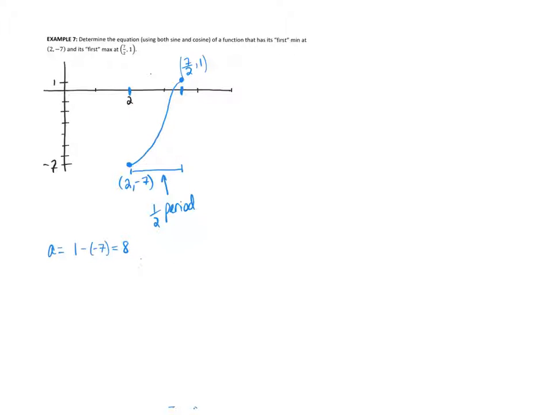So a formula for a would be that distance divided by 2, or 8 divided by 2, which is 4. All right? And at least we could consider that the absolute value of a. In other words, the height of our wave is 4.